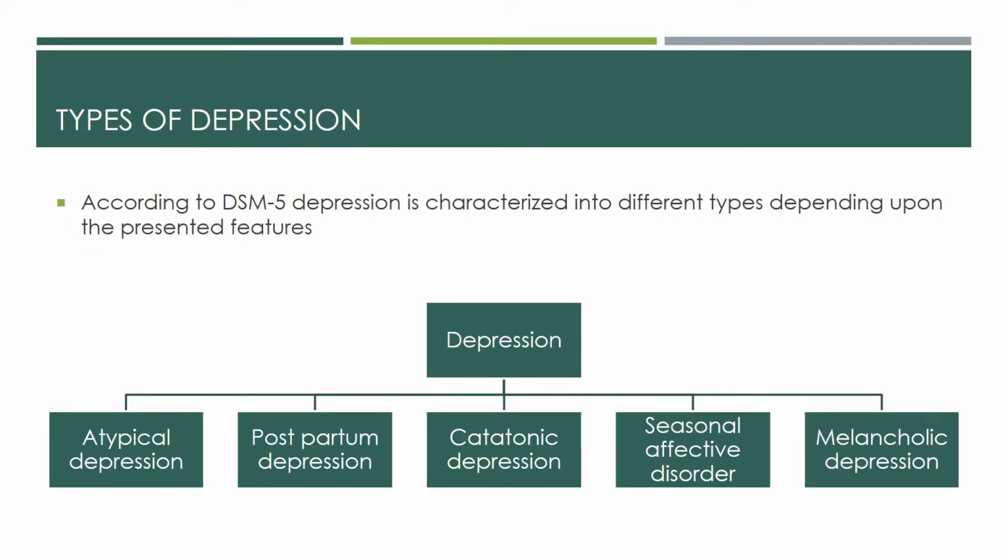The types of depression. According to DSM-5, depression is characterized into different types depending upon the presented features. Depression has the types of atypical depression, postpartum depression, catatonic depression, seasonal affective disorder, and melancholic depression.